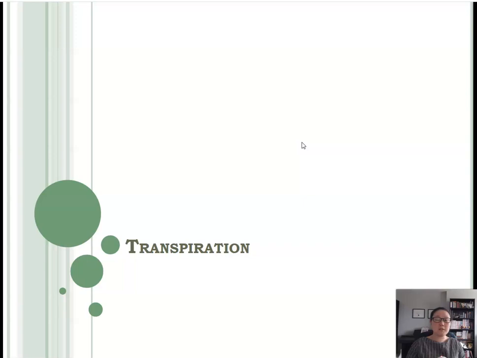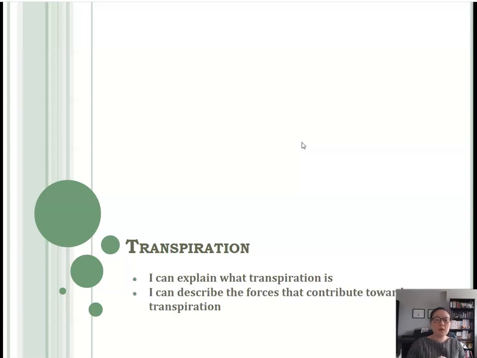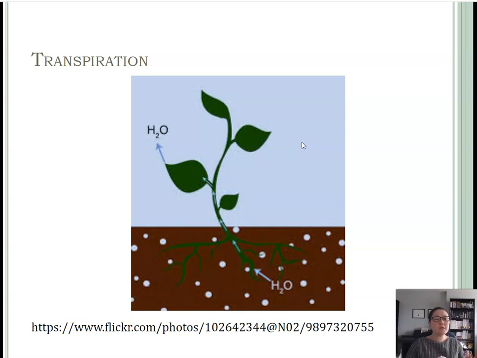By the end of this lesson, you should be able to explain what transpiration is and also describe the forces that contribute towards transpiration. Now, transpiration is the process through which water is absorbed into the plant and then transported into the rest of the plant, usually ending up in the leaves, though not always there.